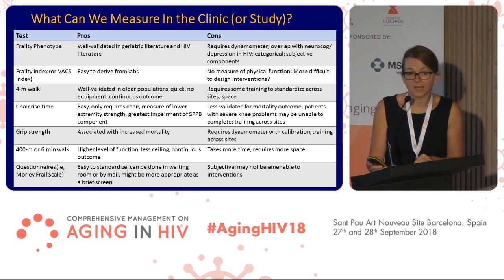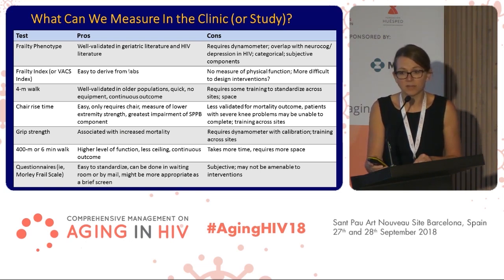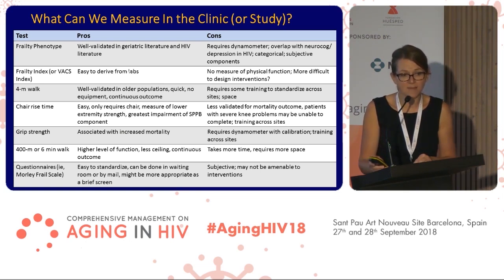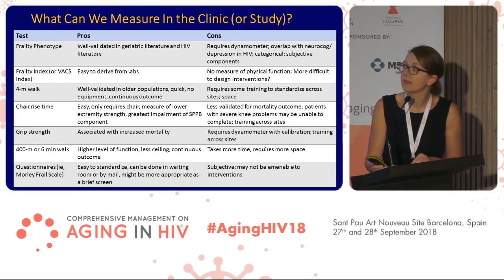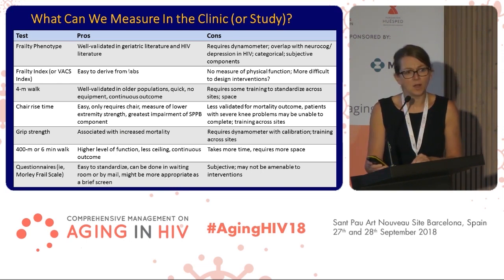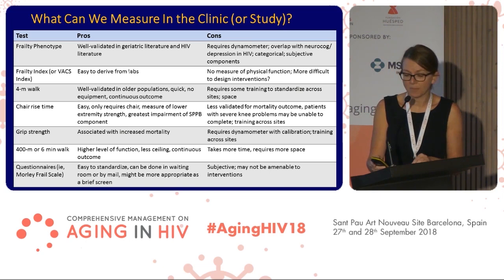One of my favorites is actually the chair rise time. So it's how quickly can someone rise up from a chair 5 times or even 10 times. You can do it after you check a blood pressure on a patient. It doesn't require anything other than a chair. It's a great measure of lower extremity strength, and of the components of the short physical performance battery, it probably has the most abnormalities, so we might pick up more impairment on this test that might help stratify patients.